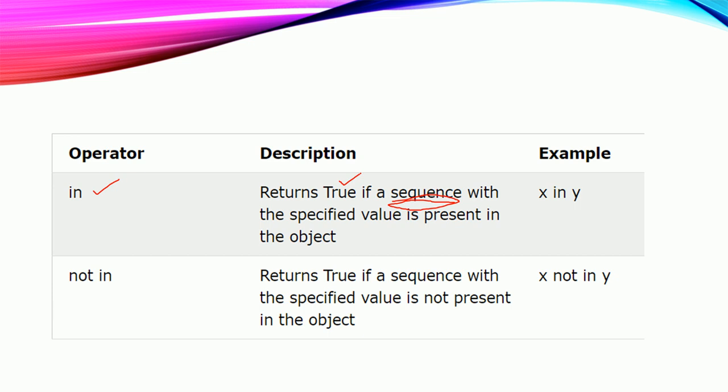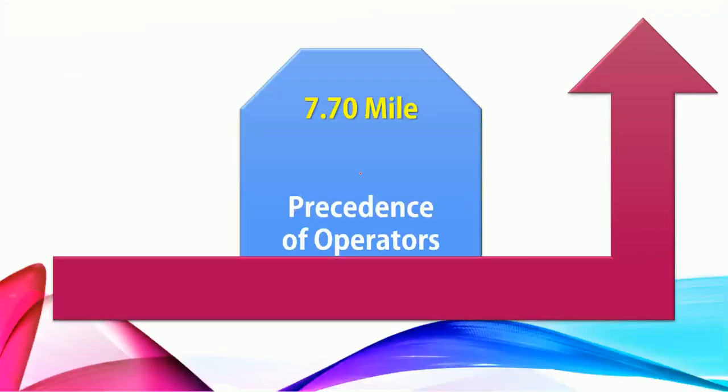Suppose a football player names list, 5 names are there. In the 5 names, you can check whether Ram is there in the particular team. If Ram's name is already there, then you will get true, otherwise you will get false. You can check whether a name is not in the particular list, tuple, or string. At that time you can check, is it present, yes or no? Now next one is 7.7, precedence of operators.